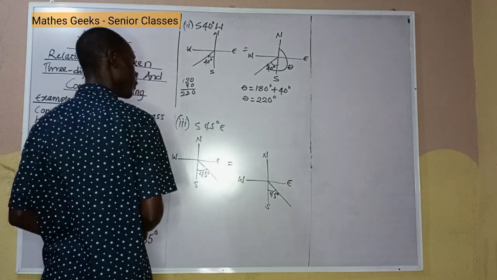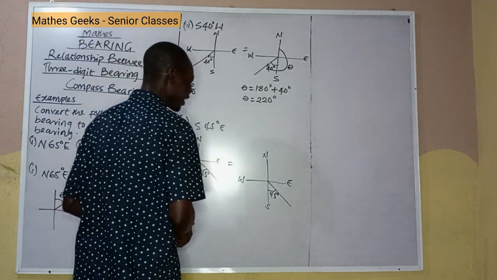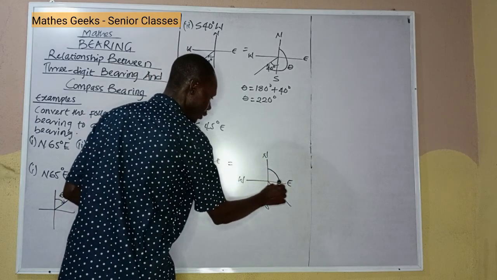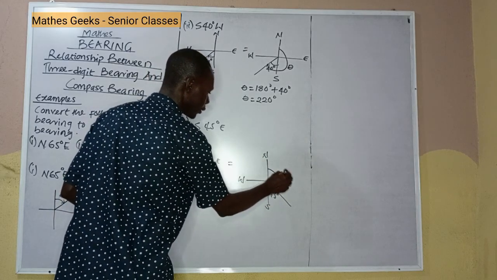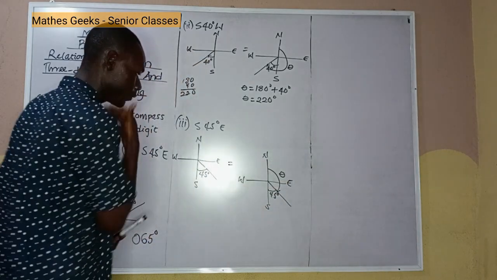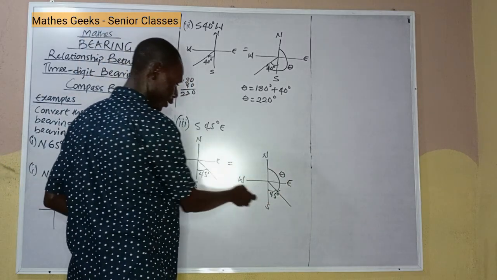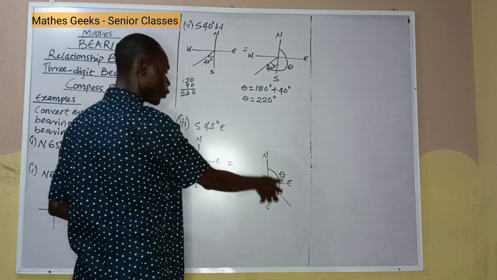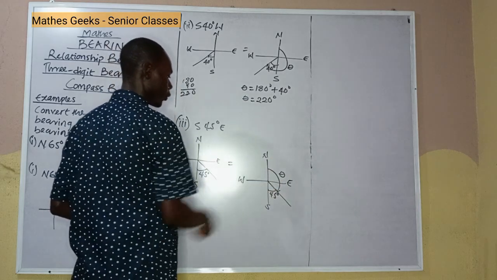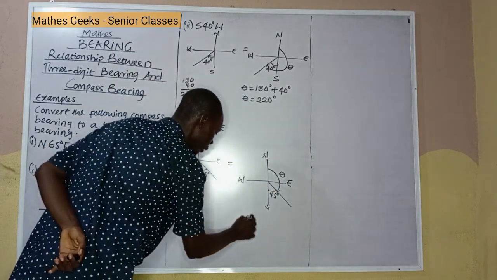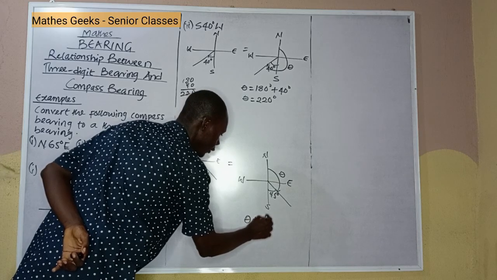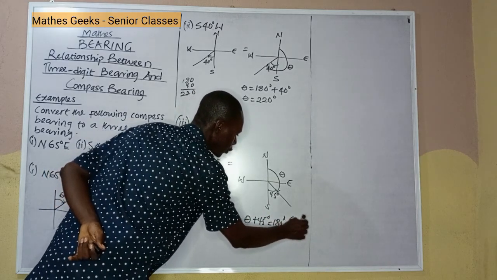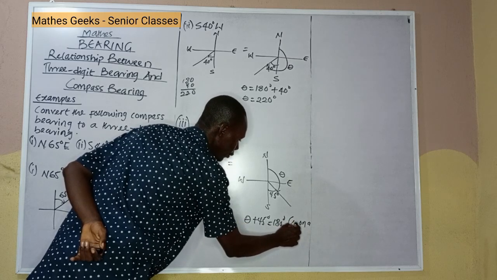Now, in 3-digit bearing, your measurement must start from the north until it meets the line. So start from the north to meet the line here. Let's call this theta. What do you observe? This line did not cross to this part, so because it did not cross, we are not going to add. Rather, what you can see here is angles on a straight line. This is one angle and this is another angle. So theta plus 45 degrees is equal to 180 degrees. Reason: angles on a straight line.